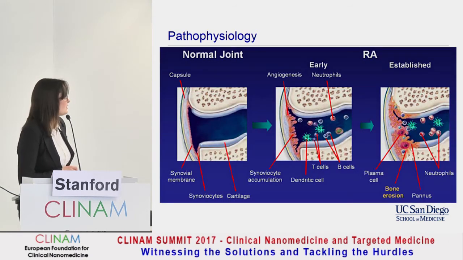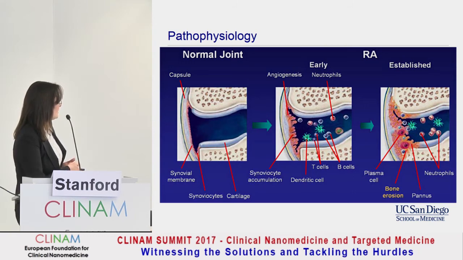So you can see here what happens in RA. In a normal joint, you have the joint capsule here. In an early RA, you get migration of first innate immune cells, macrophages, and neutrophils, but then the recruitment of T cells and B cells, and you can start seeing this synoviocyte accumulation and growth here. And in late RA, these synoviocytes really proliferate, and they form this pannus structure, which is synoviocytes plus immune cells, and they start to degrade the cartilage, and then they reach into the bone and start degrading the bone.